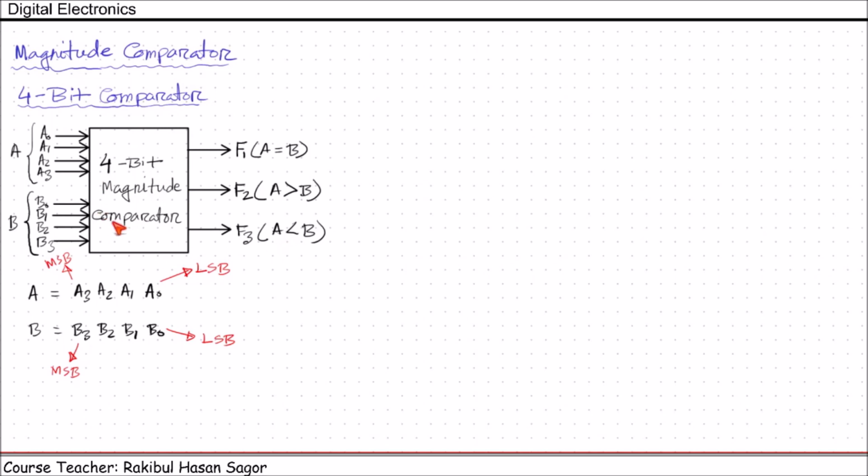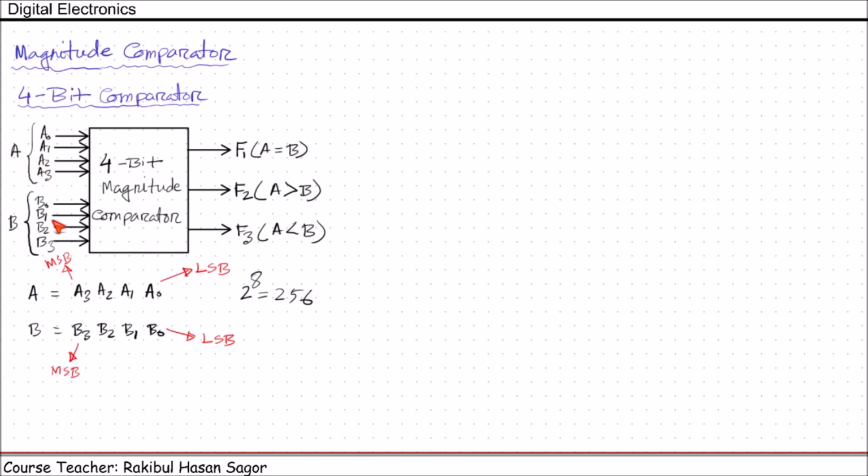Now, if we want to design this using conventional method, there is a problem. And the designing will not be that much easy, because in input side we have total 8 inputs. So using 8 inputs, we can have 2 to the power 8 numbers of combinations, which is 256 combinations, which is very difficult to construct in truth table. Also, for 8 variable, it is quite difficult to design the circuit using Karnaugh map method. So we'll be using another method for designing 4-bit magnitude comparator.